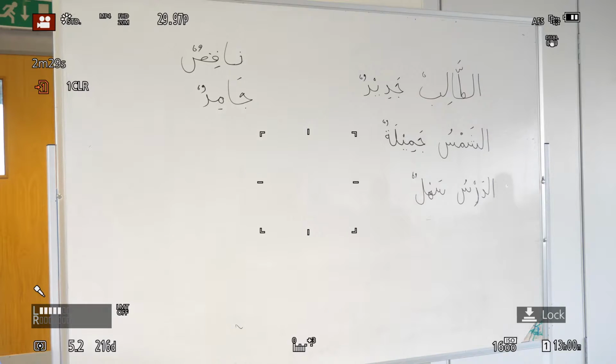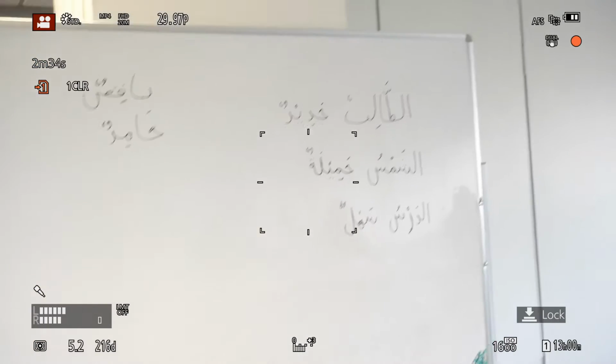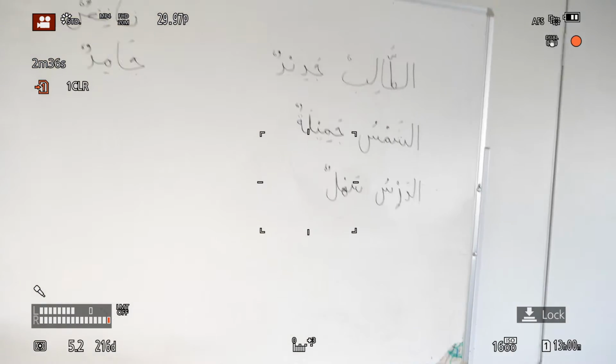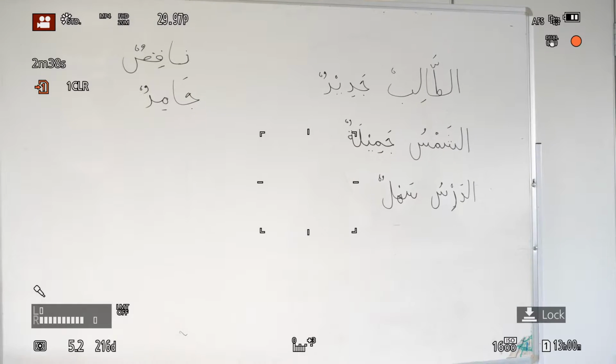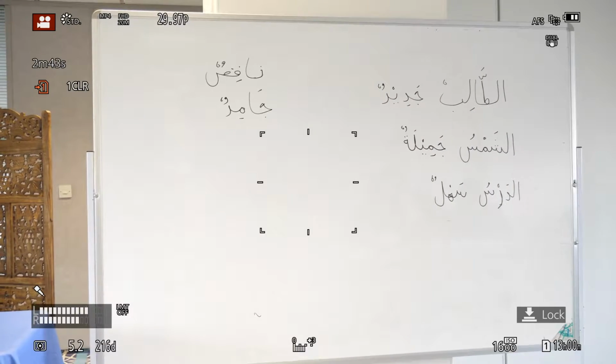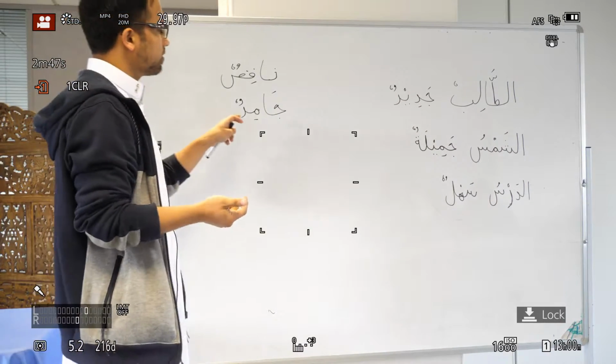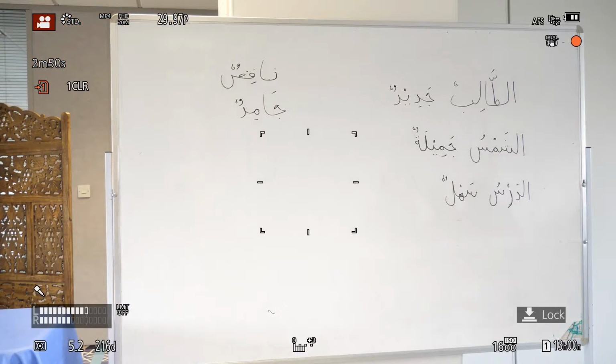Jamid, what's the meaning of jamid? Fixed. What do we mean by fixed? There's no present tense. So a normal fi'l has a past and present tense. Laysa has no present tense. So fi'lun, naqisun, jamidun. And the meaning of laysa is? It is not. Okay. What's the sister of laysa?